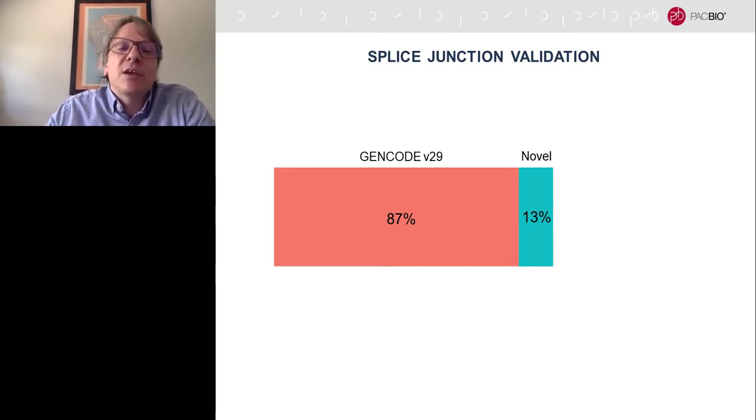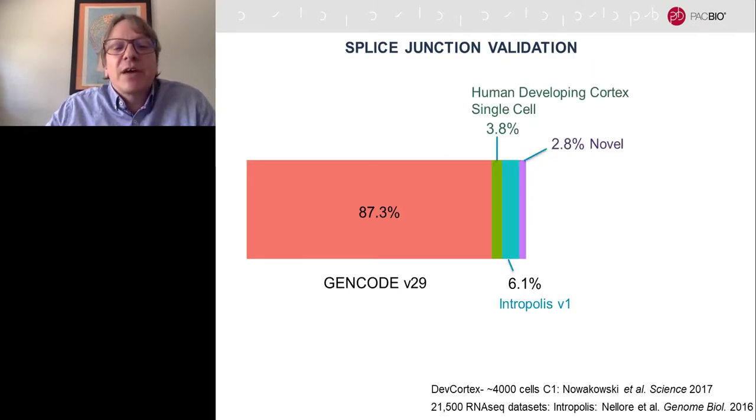So what we did is said, you know what, version 29 probably hasn't done cerebral organoids. So we took advantage of some short read data sets from the human developing cortex, and we could find 3.8% more of those junctions. And then we took advantage of a gigantic data set of 21,000 RNA-seq data sets called Intropolis, and this could account for another 6% of these junctions. And so we still see about 2.8% of these are novel, and these could still be real, because remember, we're asking for the canonical dinucleotides at the end of the introns to be there.